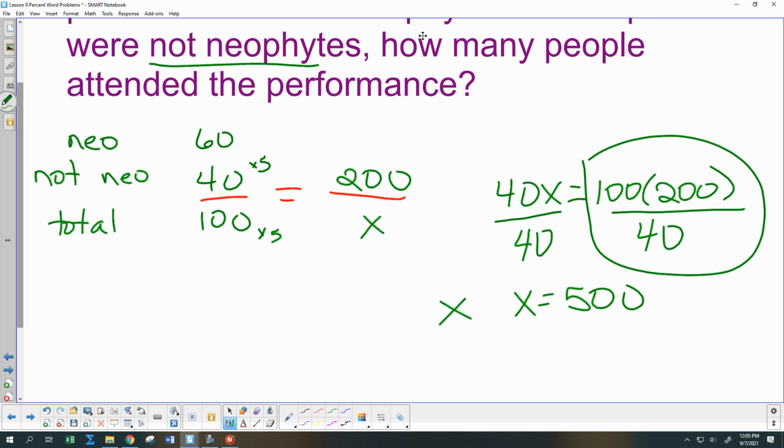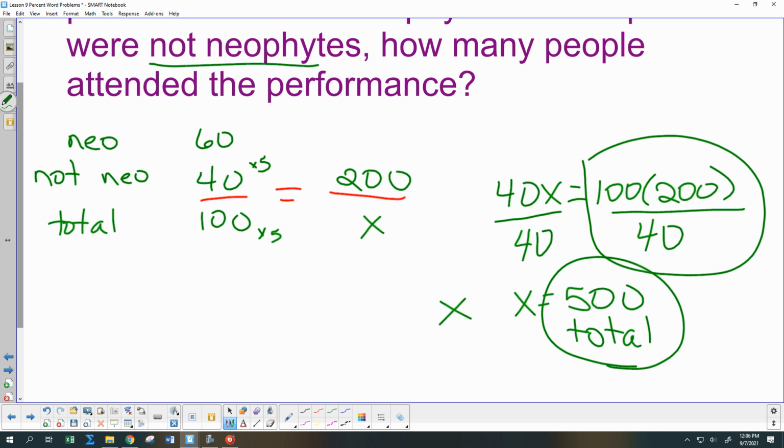Don't make the problems take longer than they have to by writing out every little value. This times this, this times this divided by that. Don't take time to copy all those numbers down. So this would be 500, and then we label it for our total people. So thumbs up, thumbs down, are we good with that?